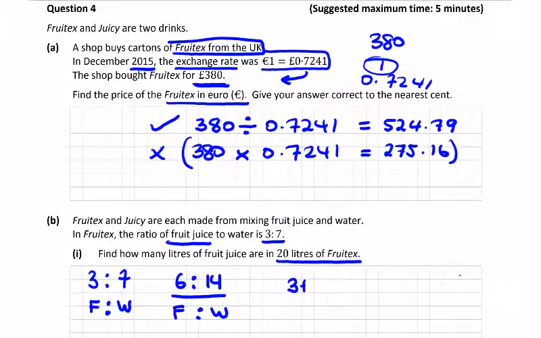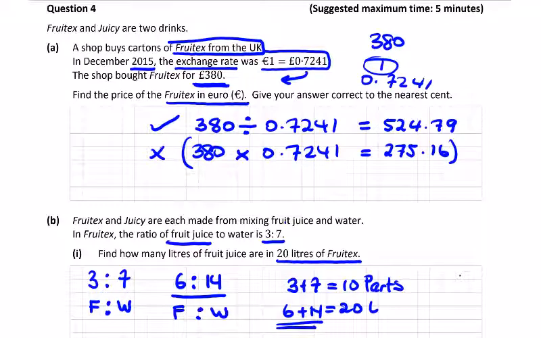Or else we could say 3 plus 7 is equal to 10 parts to the mix. So to get 20 parts or 20 liters, we'd have to double both of these. It would be 6 plus 14. Work it out that way as well. It's just a nice easy ratio question. Question 4 is 10 marks for part A and B as well as part 2.